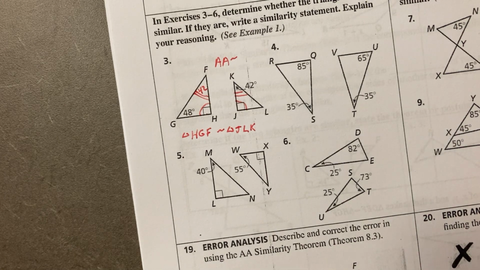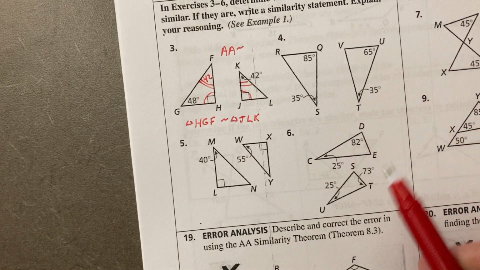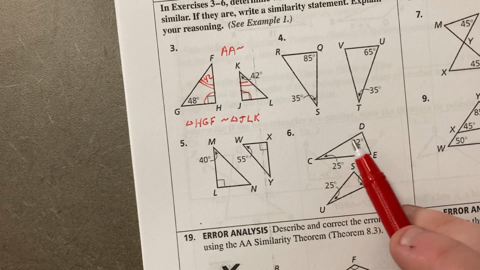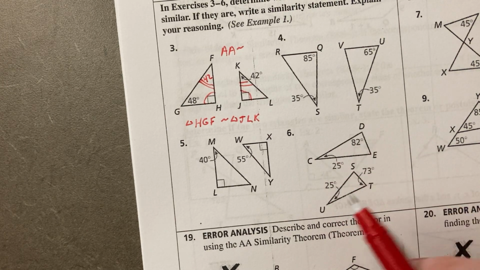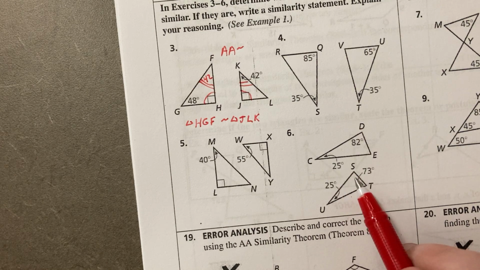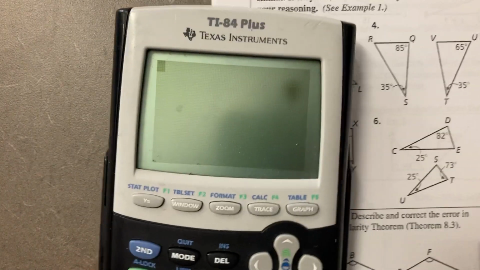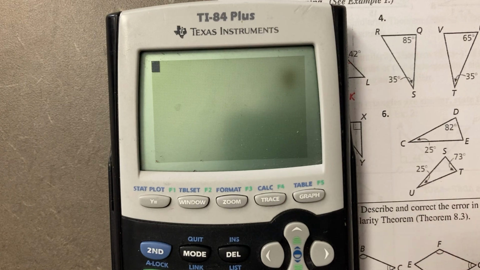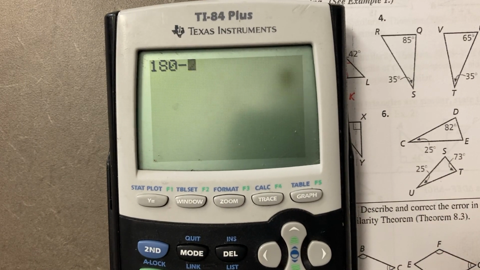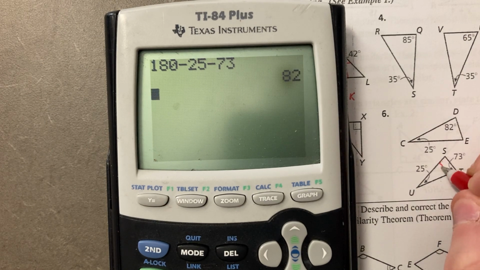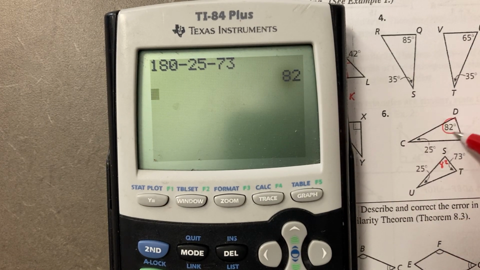Okay, let's do number 6 together. Are these two triangles similar? Let's find out about the angles. We need to have two angles that are the same. So if I use 180 degrees to find that angle right there, 180 minus 25 minus 73 is 82. Okay, so that's 1. They do have an A.